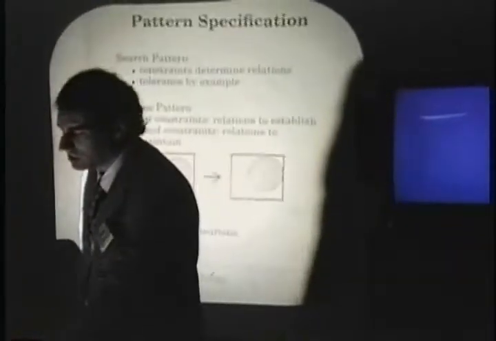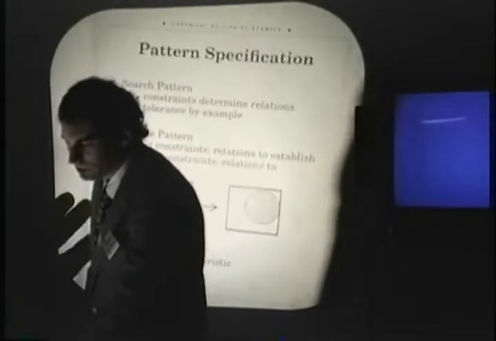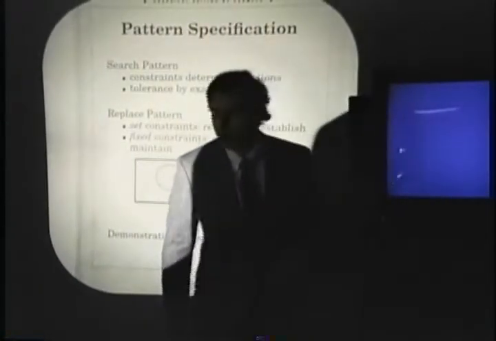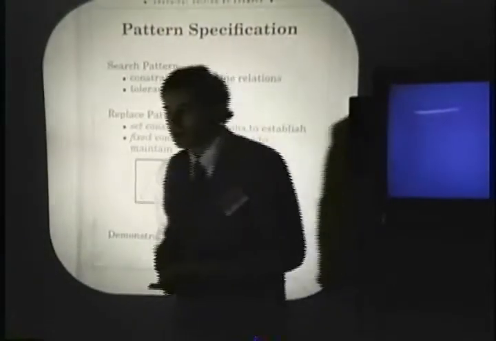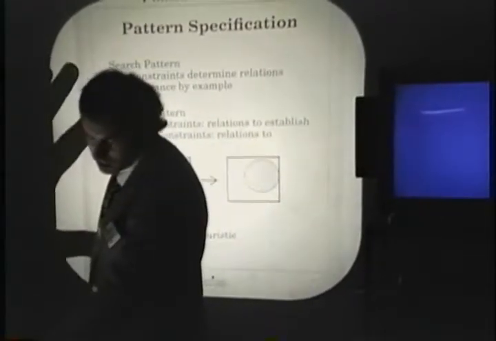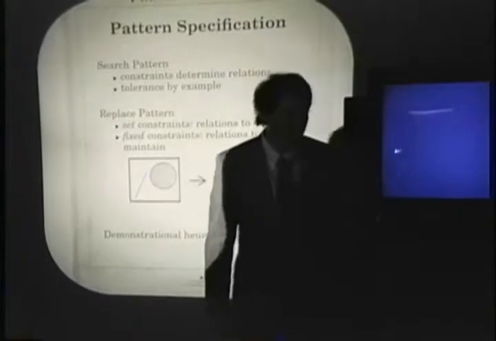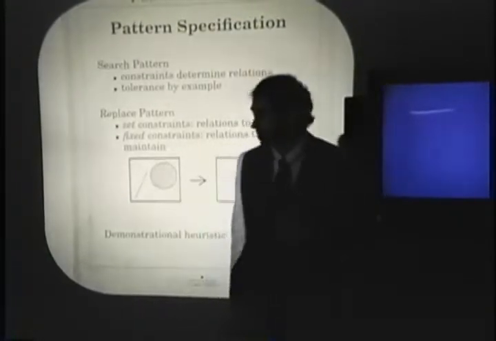So as you saw in the videotape, we have constraints both in the search pattern and the replacement pattern. The constraints in the search pattern specify which relationships we're looking for in the match. Also, the tolerance of the search is provided by example in the search pane. All objects in the scene that match the search pattern constraints at least as well as the search pattern objects are considered valid matches.